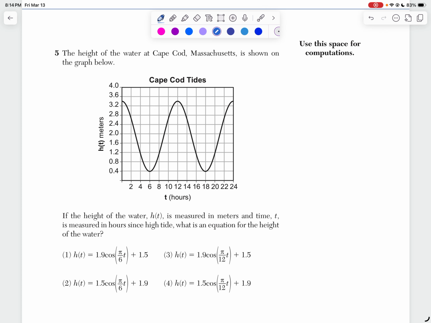So the first thing we want to do is just look at our answer choices, and we can see that each equation is cosine. I also can tell just by looking at the graph that this is cosine because a cosine curve sort of looks something like this. It follows that pattern, which is exactly what is here in my graph. So the first thing I like to do is find my amplitude.